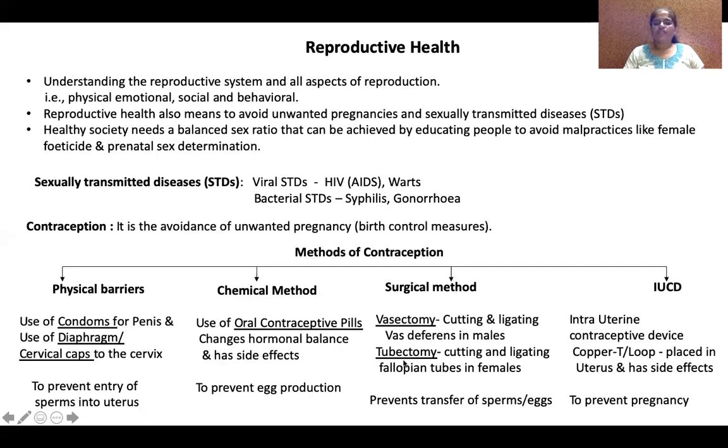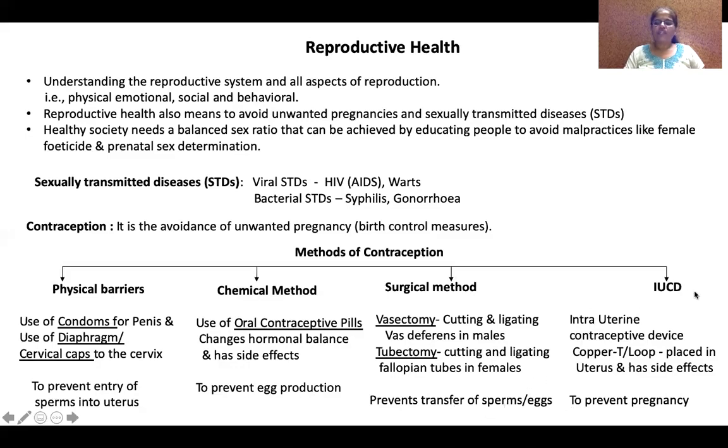Whereas in tubectomy, they cut and ligate the fallopian tubes on either side of the uterus. They cut the fallopian tubes and burn them, so that there is no passage of eggs into the uterus. Either vasectomy or tubectomy can be done in partners. It prevents the transfer of sperms or eggs.